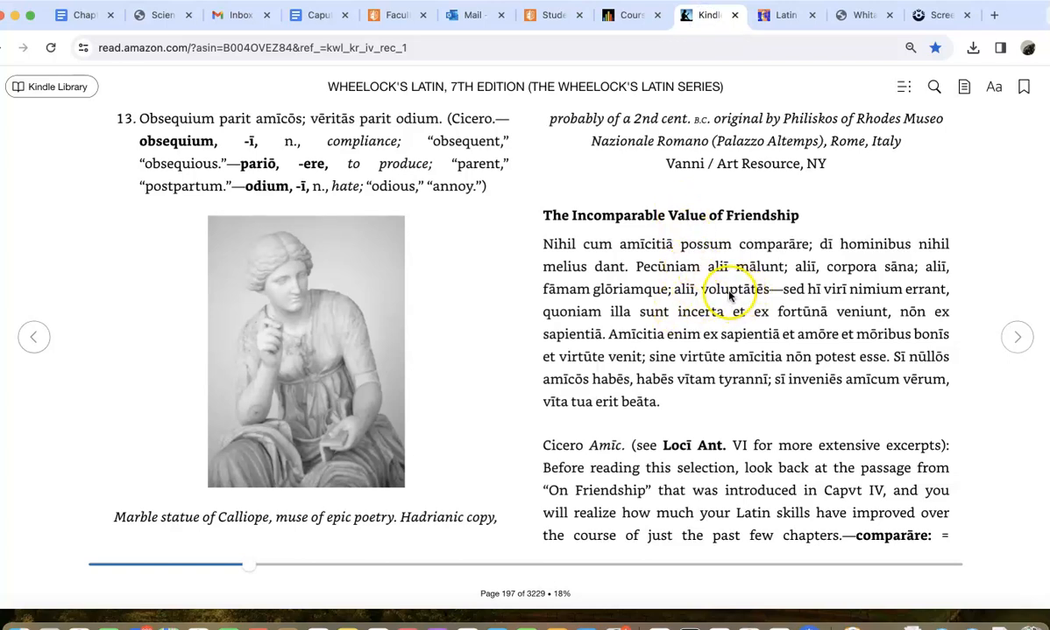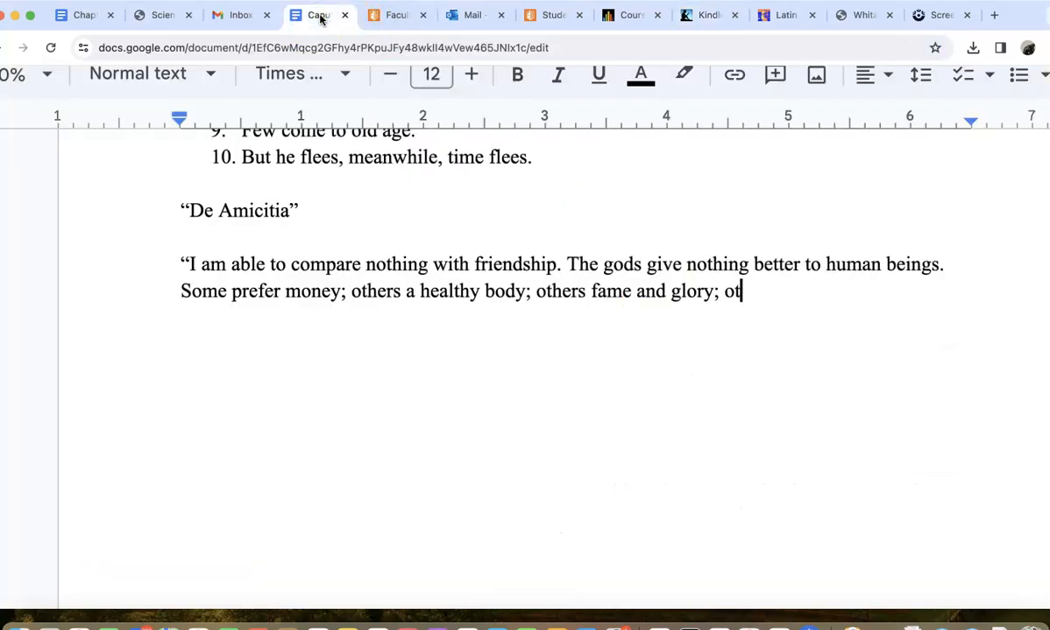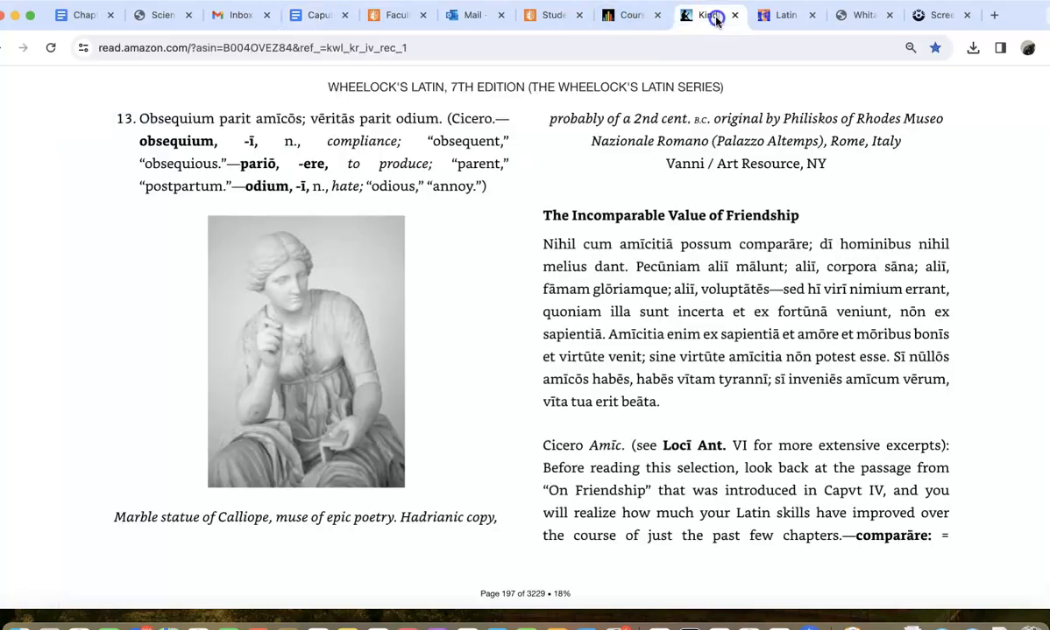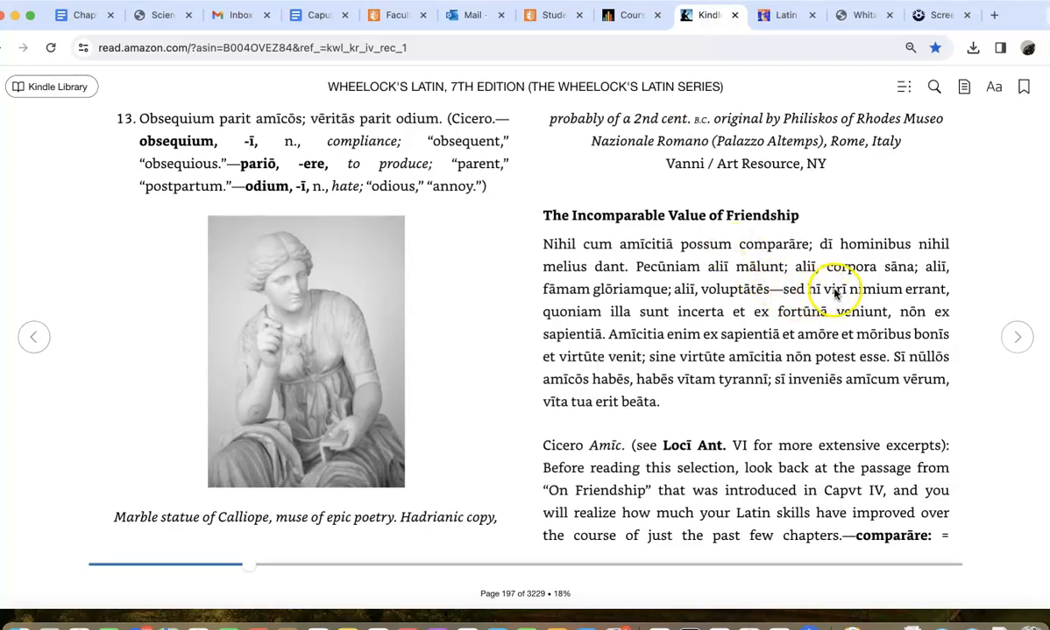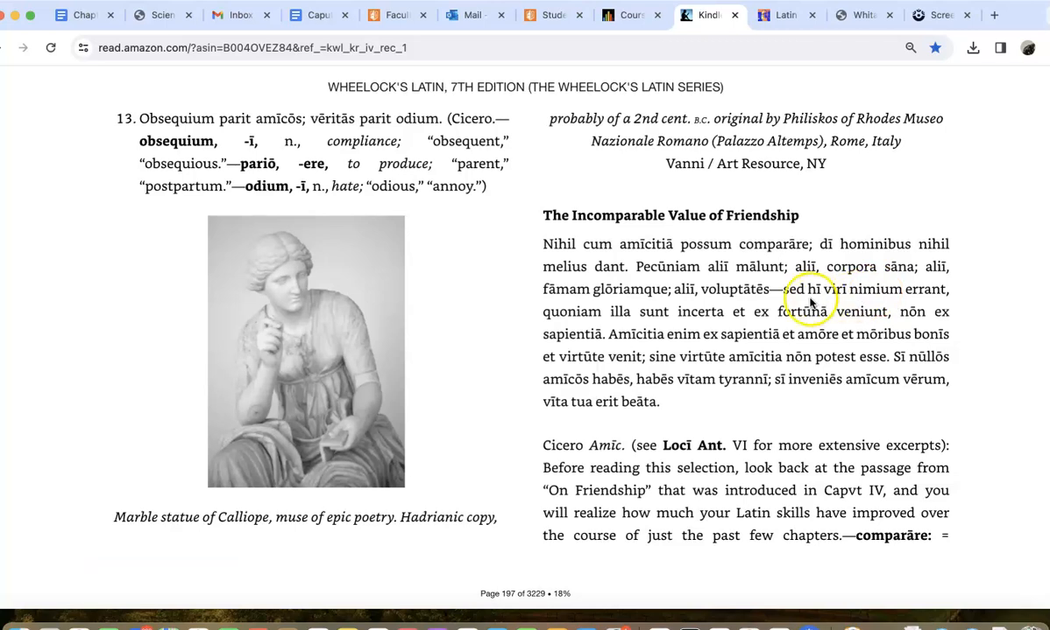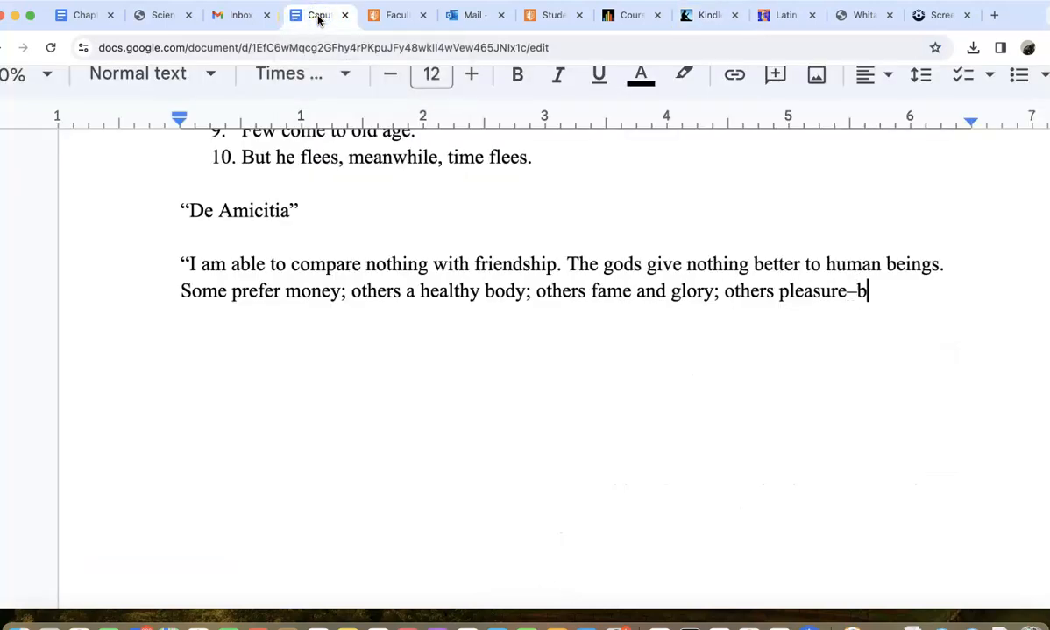Others, pleasure. So this is where we get words like voluptuousness. So others, pleasure. Others pleasure, but these men err excessively. In other words, they're totally wrong. So, but these men, viri, err, like E-R-R-O-R, excessively. But these men err excessively. So nimium means excessively, or you could also translate it as too much.